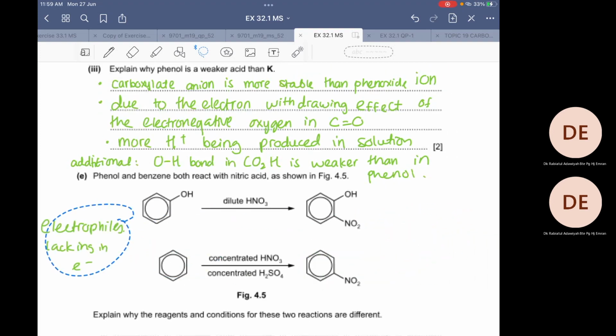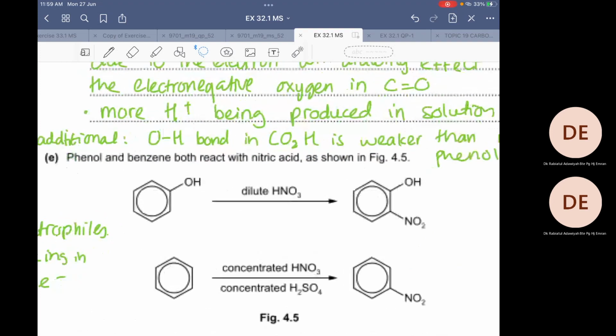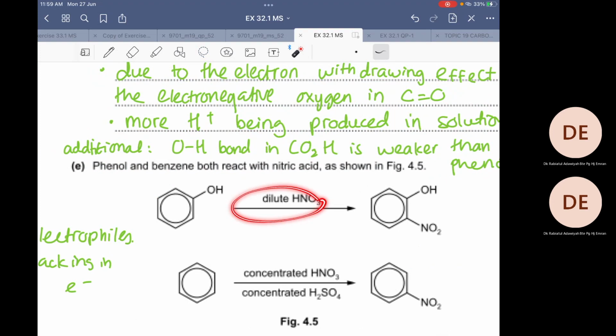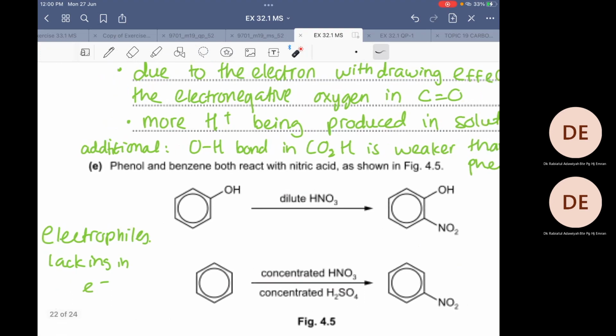These rings will attract electrophiles, and you can see for phenol, you just need a dilute condition of nitric acid. You don't even need a catalyst. Whereas benzene, you need your reagent to be concentrated, and you also need a catalyst of concentrated sulfuric acid. So it already tells you that phenol is more reactive than benzene. The question is now, why? Okay. Before we look at the explanation, can you tell me, based on the reaction listed here, which one will attract the electrophiles more? The one with no condition or the one with a lot more condition needed?